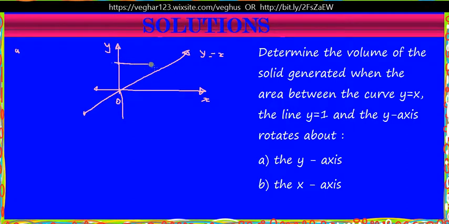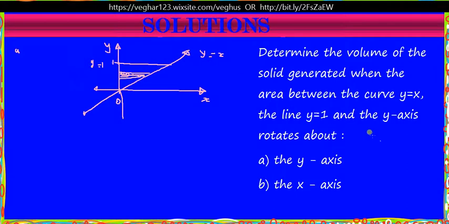And the line is y equals 1. This is the line. So your strip will automatically be here, because according to the statement this is the area bounded by the y-axis, this is the y-axis, this is the line, and this is the straight line.